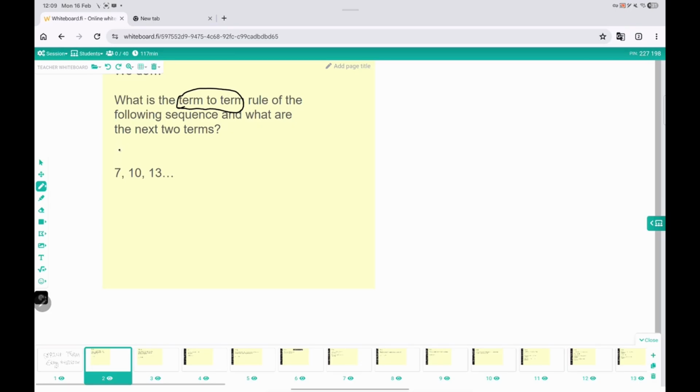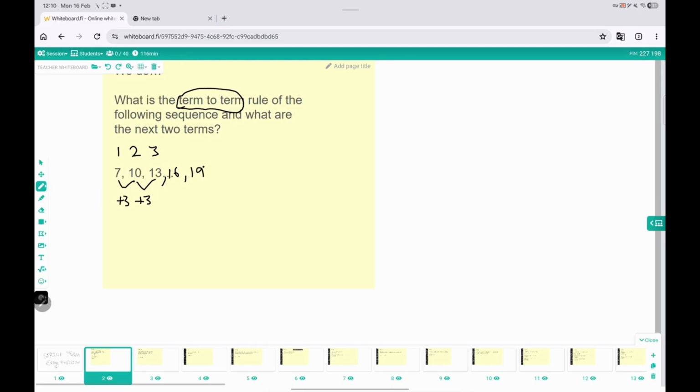Okay, every number in a sequence is given a term number. So the first number in the sequence, term 1, is 7. The second term in the sequence is 10. The third term is 13. My term-to-term rule, as in what do I have to do to get from one term to the next, is simply plus 3. Okay, so now I know the term-to-term rule is plus 3. I know the next term will be 16, and the next term after that will be 19.